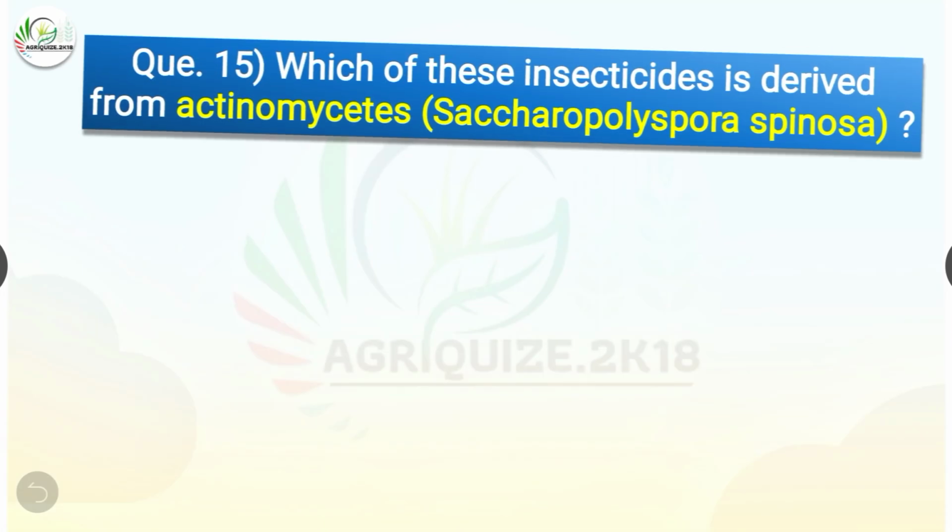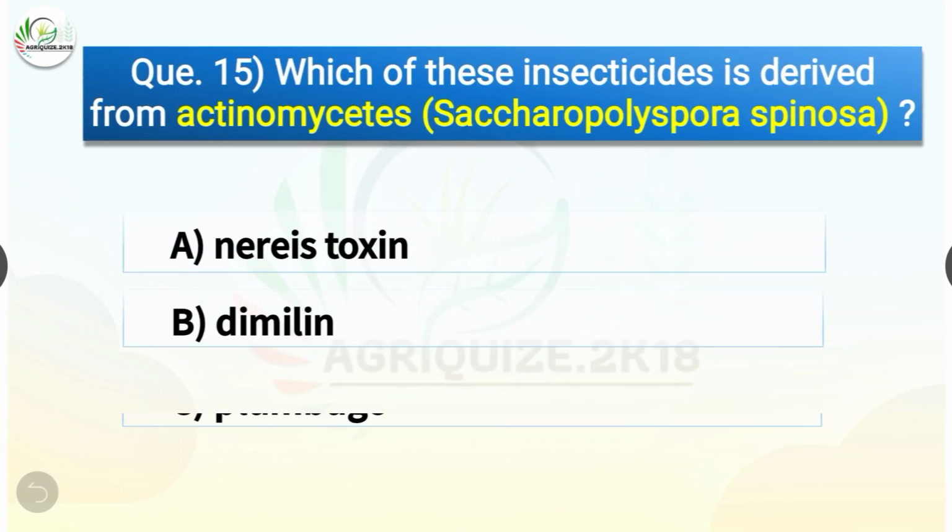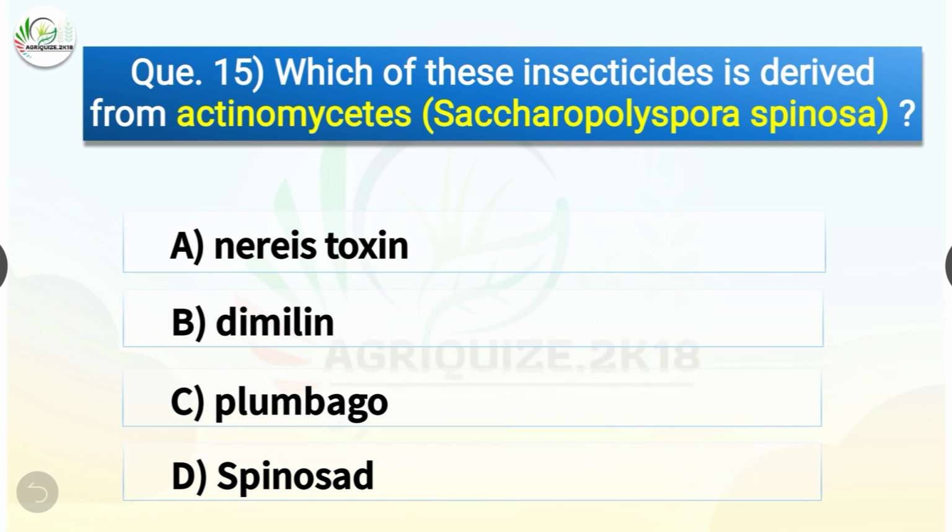Question number 15. Which of these insecticides is derived from actinomycetes? The options are Nereistoxin, Dimilin, plumbagin or spinosad. The correct answer is option D, spinosad.